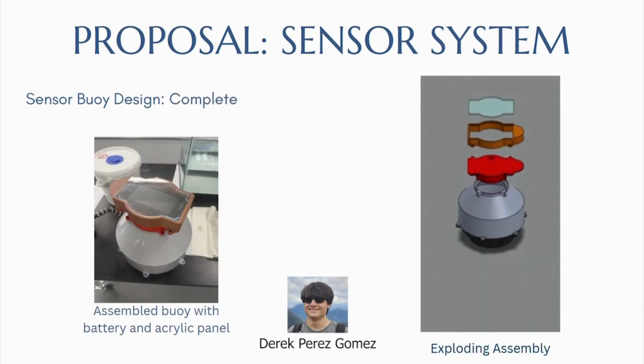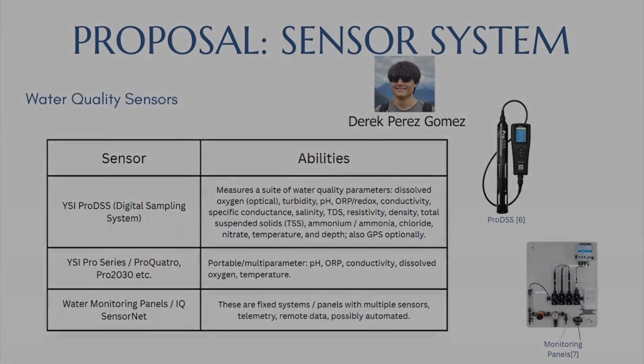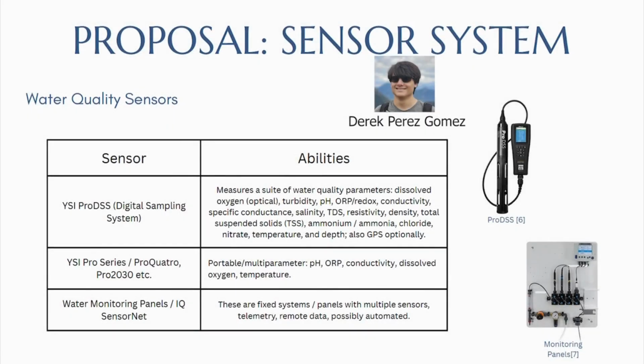Here is the fully assembled buoy with the acrylic panel mounted on top and the battery secured inside its compartment. On the right, you can see the exploded SOLIDWORKS model, which highlights how each part fits together in the final assembly. For water quality applications, our buoy can be redesigned or retrofitted to hold in-situ sensors. The table here lists several recommended sensors from our research that could be integrated into the system for expanded monitoring.